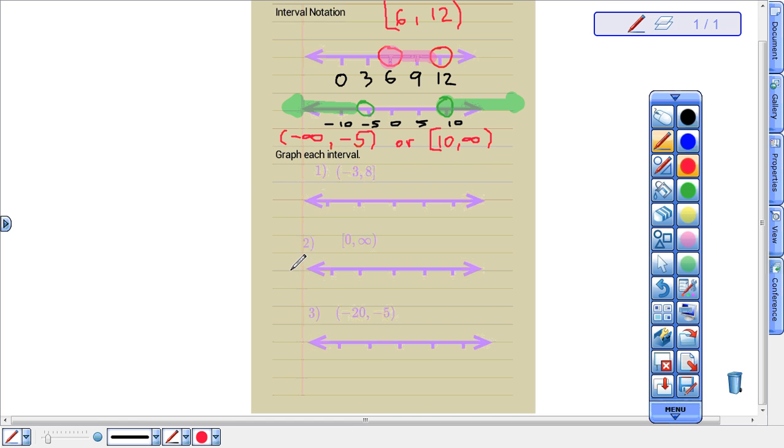In the next couple of examples, we have the interval notation, and we're going to transform it into a graph. For the first one, we have -3 and 8. We have already provided a number line.